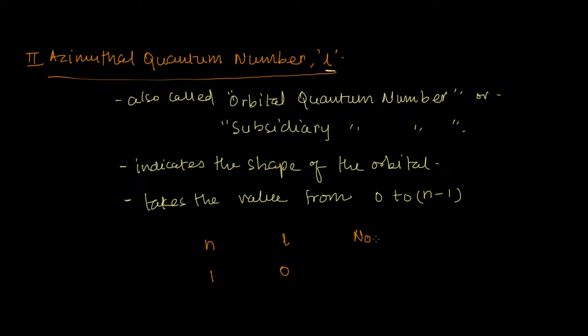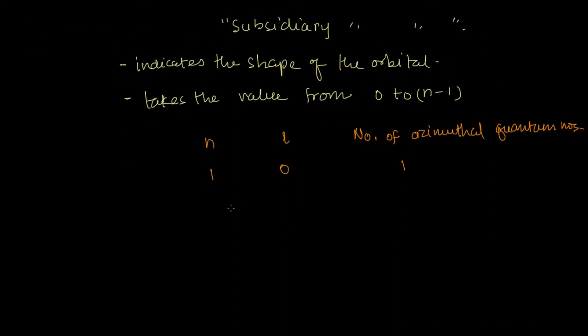So how many azimuthal quantum numbers are possible? Okay, there is only one possibility. You see that? Now I put n is equal to 2. So what are the possibilities? It goes from 0 to n minus 1. That means it will start from 0, keep on hopping by 1 and reach n minus 1. And what is n minus 1? n minus 1 is 1. So there are two possible values, 0 and 1. So how many are possible? Two of them are possible.